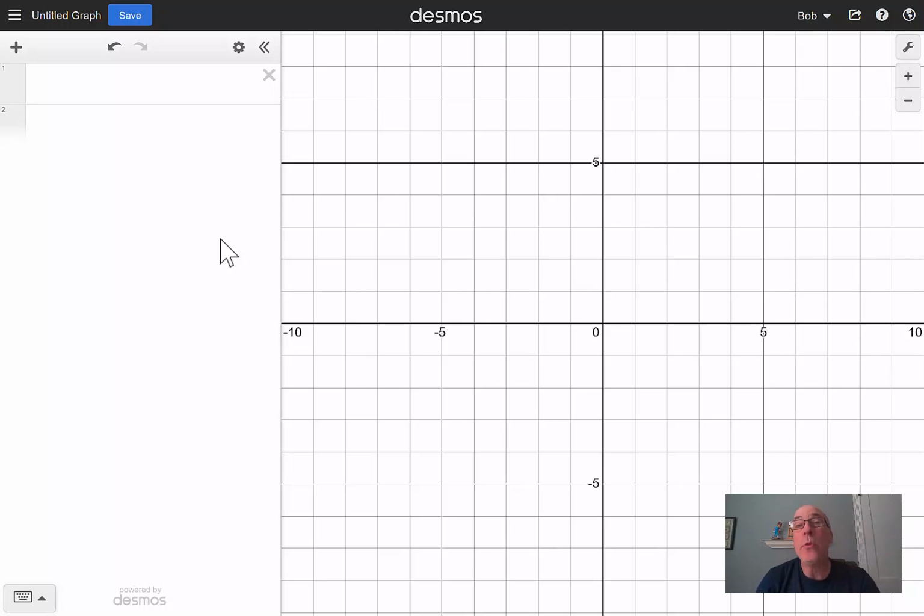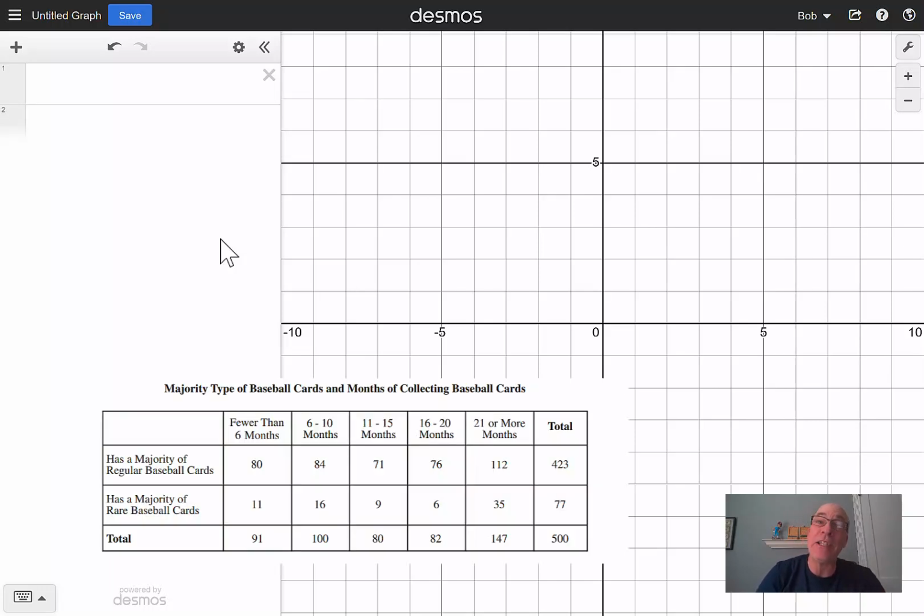Okay, so we went through 3 questions from the 2025 exam, but I also want to do one question as a bonus. This is from last year's exam. I believe this is question 5 from last year, where a data table was given about types of baseball cards, and how long they've been collecting and whether they have rare cards and regular cards. And students were asked many different questions here, some probability questions.